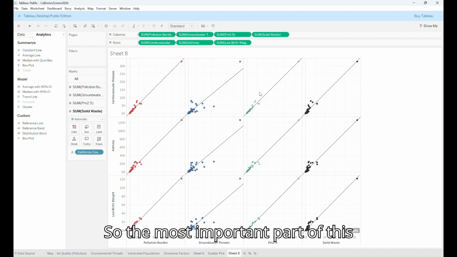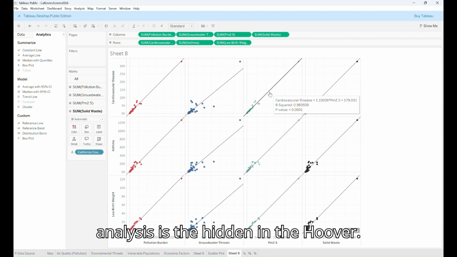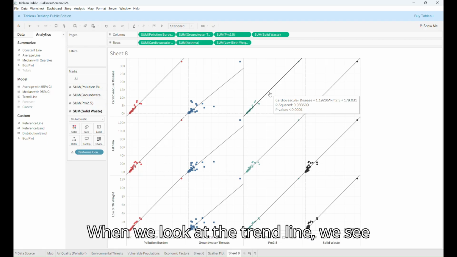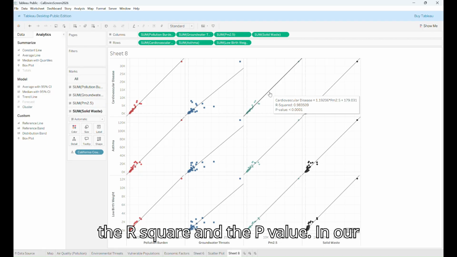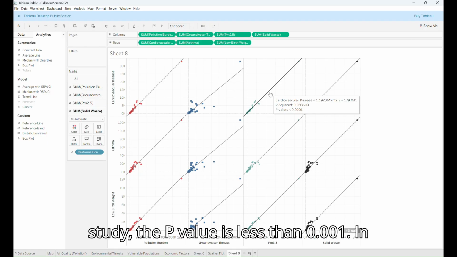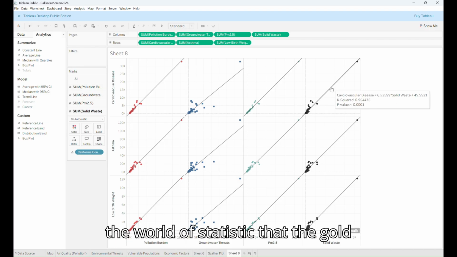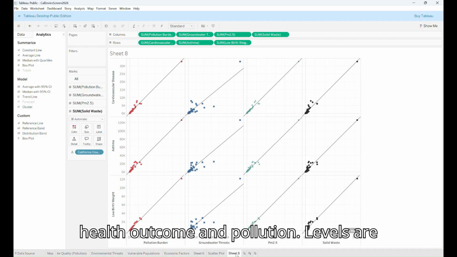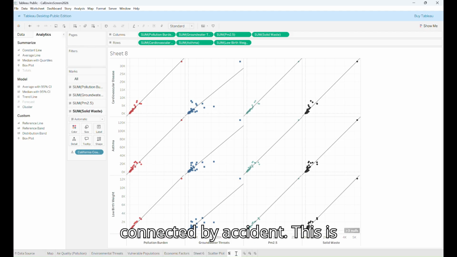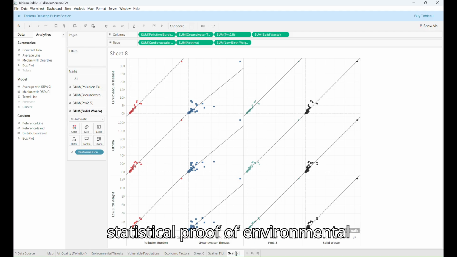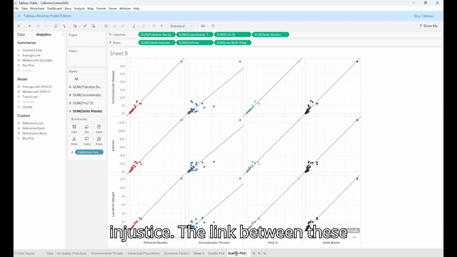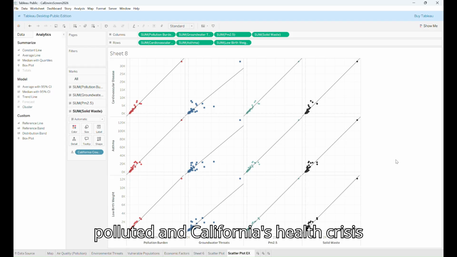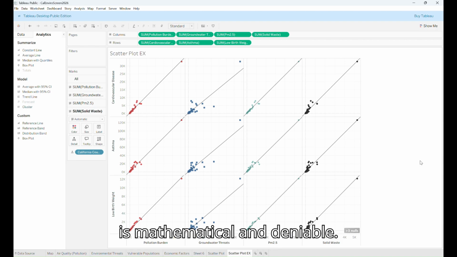The most important part of this analysis is hidden in the hover. When we look at the trend line, we see the R-squared and the p-value. In our study, the p-value is less than 0.001. In the world of statistics, that's the gold standard. It means there is less than a 0.01% chance that these health outcomes and pollution levels are connected by accident. This is statistical proof of environmental injustice. The link between this pollution and California's health crisis is mathematical and undeniable.